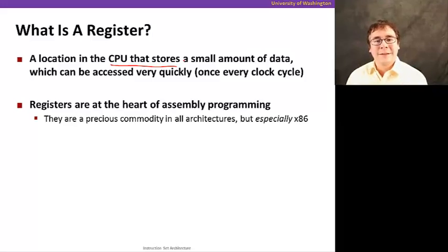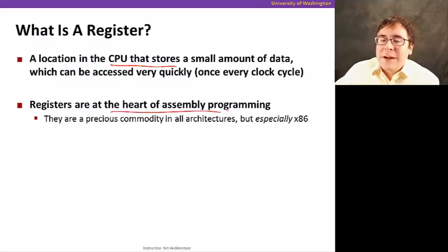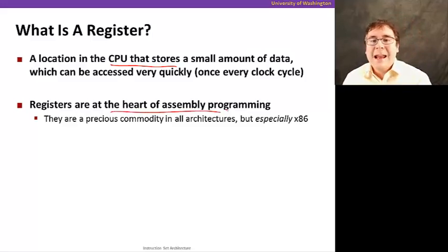The speed of light is limited, right? So if the speed of light is limited, you make things small. If things are small, you can make them very, very fast. So registers are just very fast but very small locations that happen to be inside the processor. As we do some assembly programs, we'll see that registers appear everywhere. And they happen to be really precious because we only have a handful of them, especially in x86.